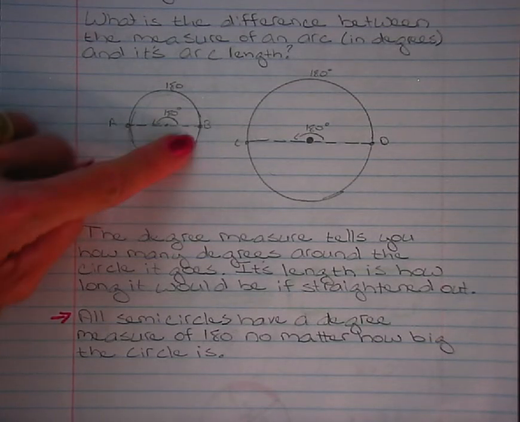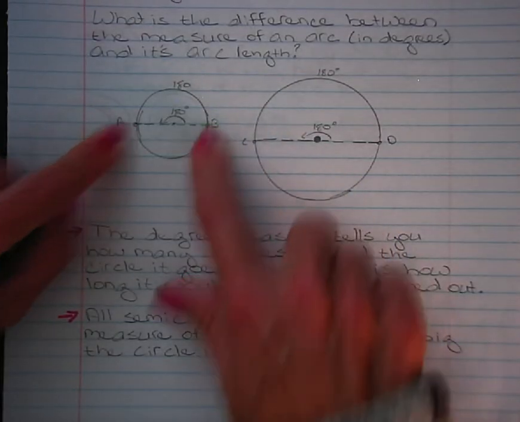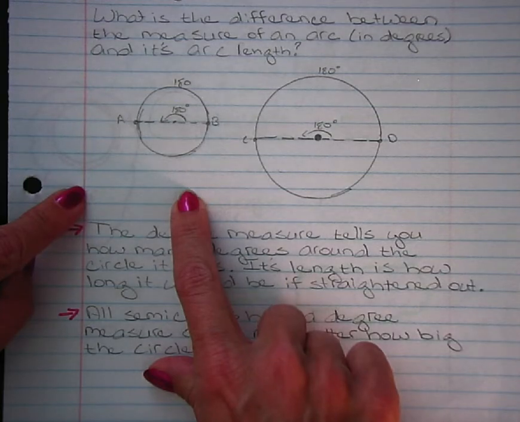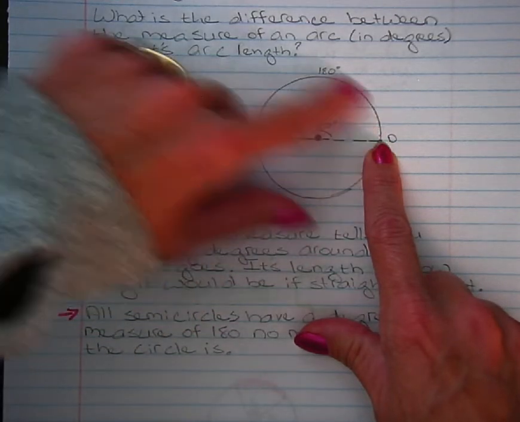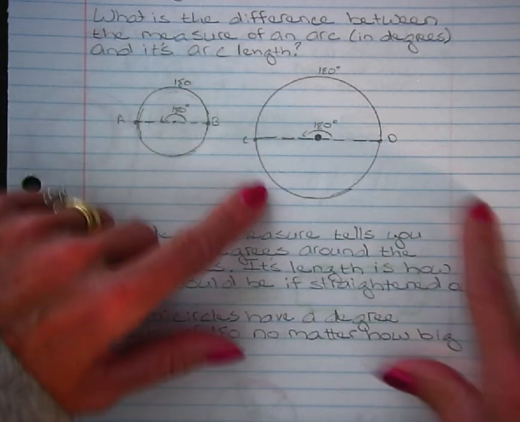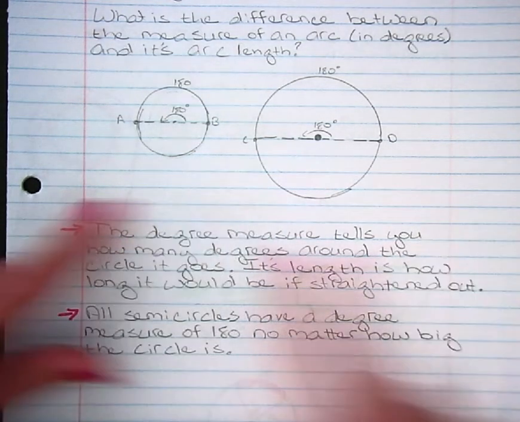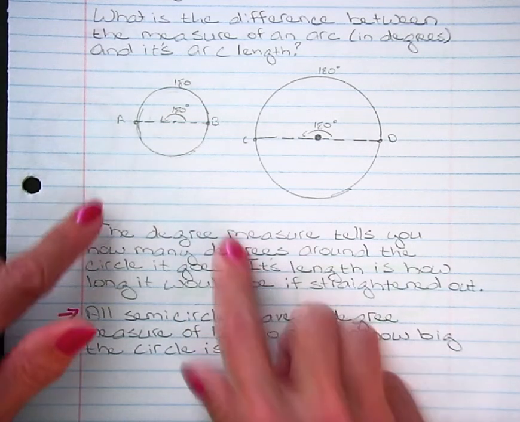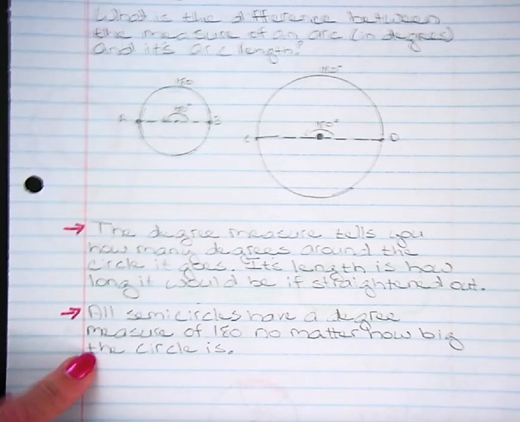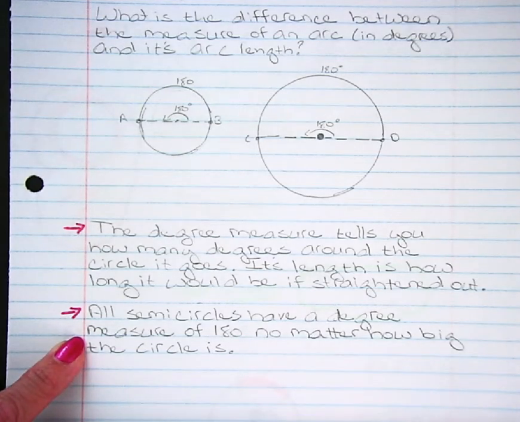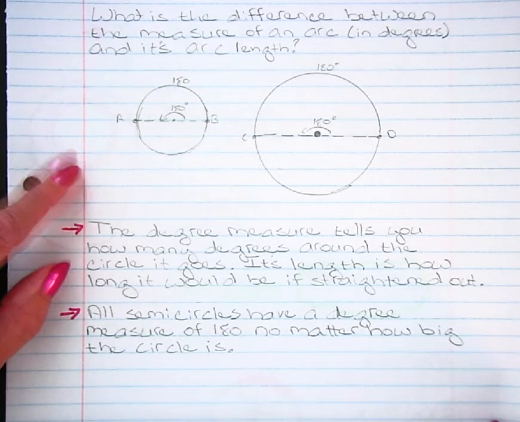So if I took, on the small circle, a piece of string from A to B and lifted it up and placed it down here in a straight line, and then I did the same thing with this circle, and I had a string that went from D all the way around to C, and I laid it out straight, you would definitely see that the length from C to D is much longer than the length from A to B. So those would be the lengths of the arcs, not the degree measures of the arcs. Okay, so there's a difference. A semicircle has a degree measure of 180, doesn't matter how big or how small the circle is, but the length of the arc will change.